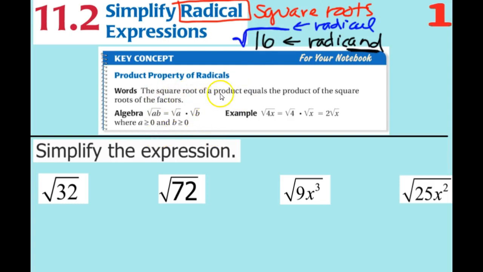It says the square root of a product equals the product of the square roots of the factors. What does that say in plain terms? Well, if you have the square root of two things that are multiplied by each other, it's the same as taking the square root of each of them separately. For example, the square root of 4 times x is the same as the square root of 4 times the square root of x. I know the square root of 4 is 2, because 2 times 2 is 4. So our answer is just 2 square root of x.